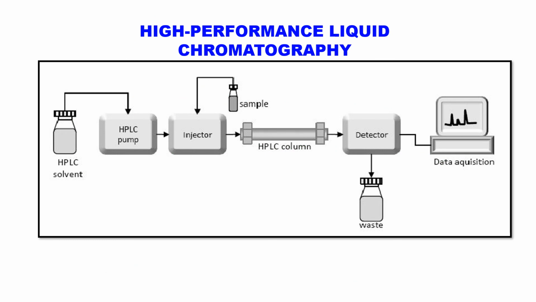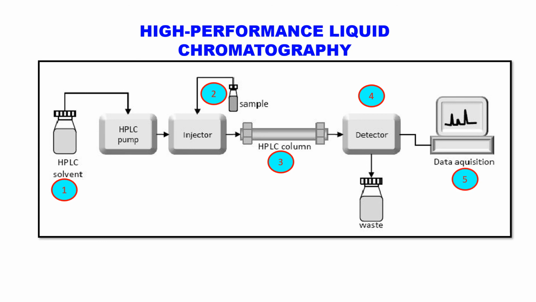And just like the gas chromatography, this diagram also helps us understand the high performance liquid chromatography working. It's also as simple as that. There is an HPLC solvent or high performance liquid chromatography solvent, which is via the HPLC pump injected into the injector, and the sample is mixed with the solvent. Both of these are injected into the HPLC column containing the stationary phase, and the eluent is further detected by the detector and analyzed by the requisite softwares.